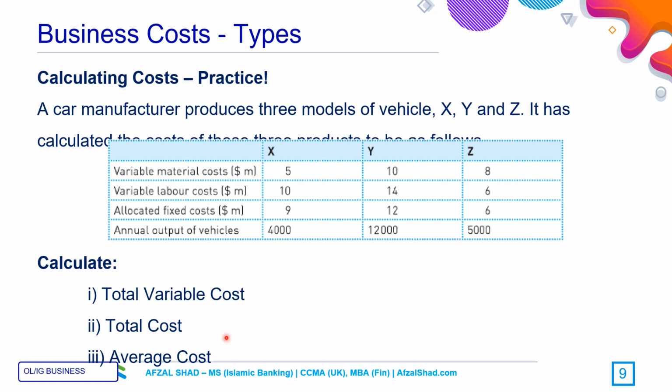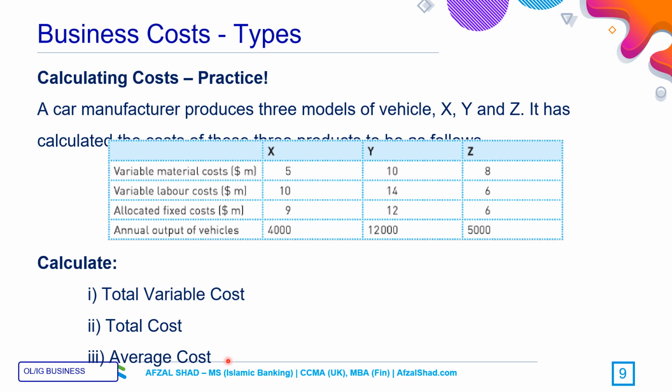The second thing is the total cost. What is the total cost? Total cost is variable cost plus fixed cost. So all three combined together, 5 plus 10, 15 was the total variable cost. 15 plus 9 fixed cost would be called as total cost. As we know, total cost is variable cost plus fixed cost.